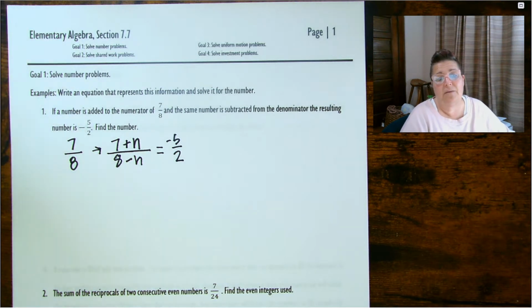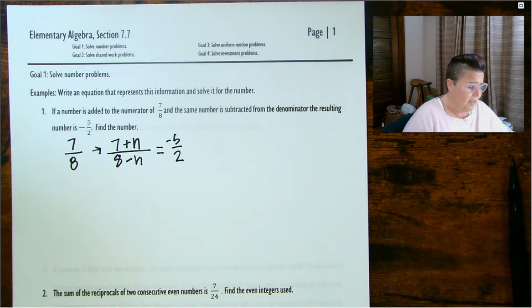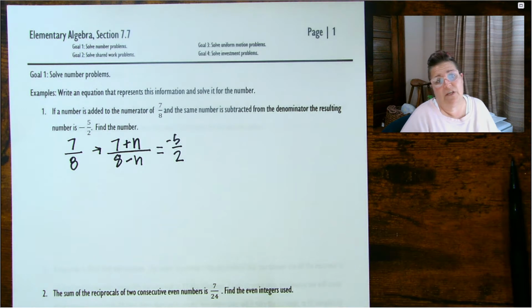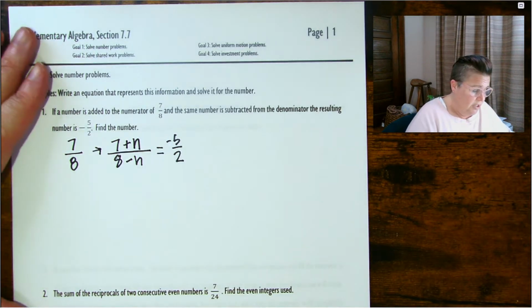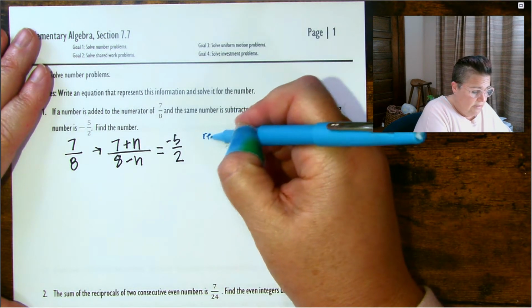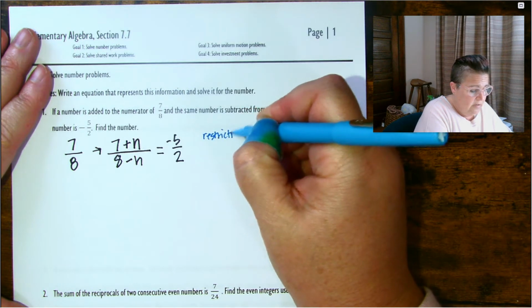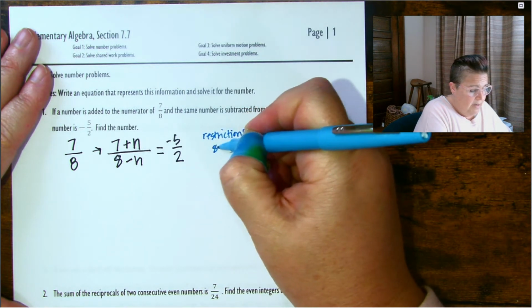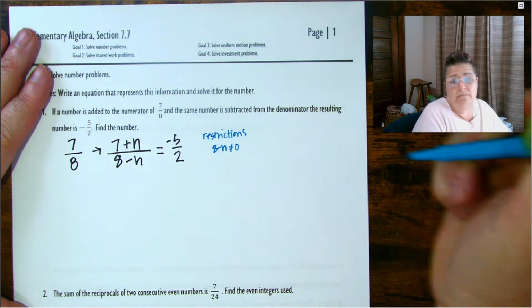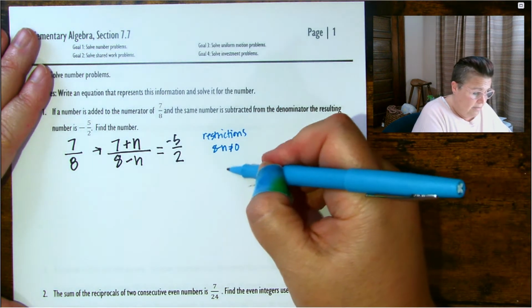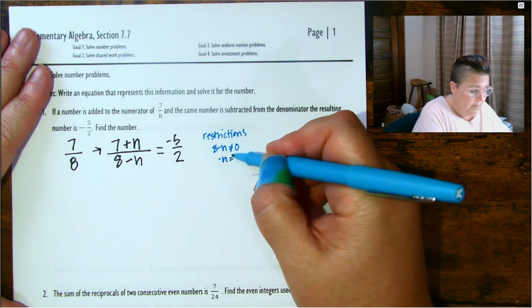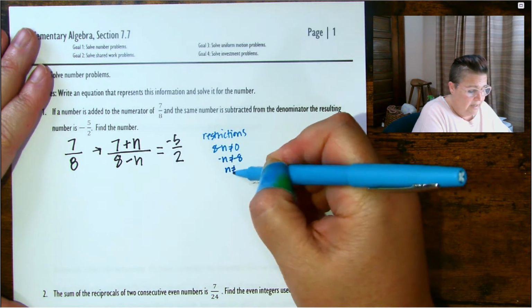So the equation that I'm looking at is 7 plus n over 8 minus n is equal to a negative 5/2. I have two fractions set equal to each other. I want to go through all of the same steps of solving that we did in the last section, 7.6. So I'm going to be sure to take note of the restrictions. The restrictions here are that my 8 minus n cannot be 0. This means that negative n cannot be negative 8, and n cannot be 8.